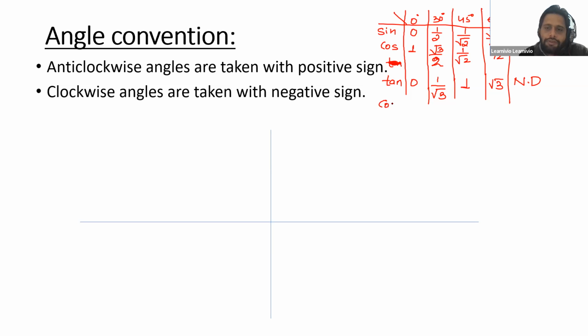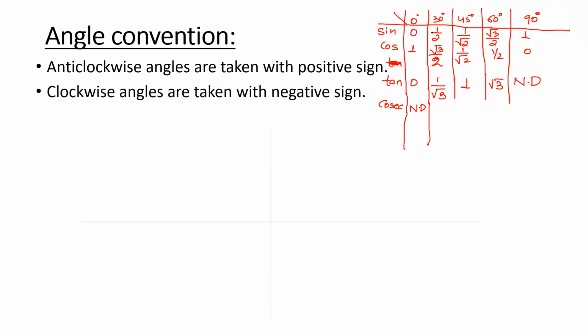So other we have a cosec. Now, what is a cosec? It is 1 by sine. So here we have a 0. So this becomes 1 by 0. Again, in the denominator, we have a 0. So not defined.